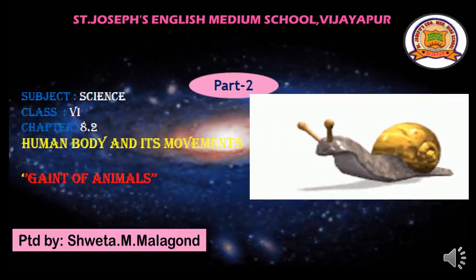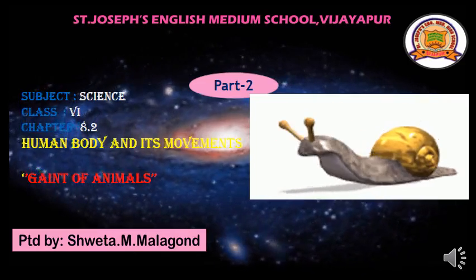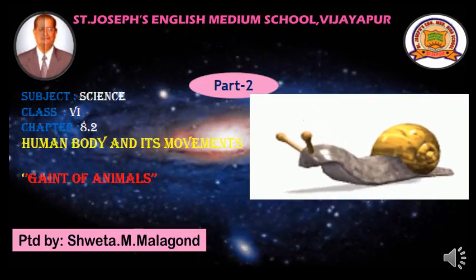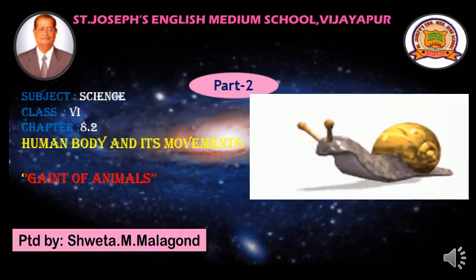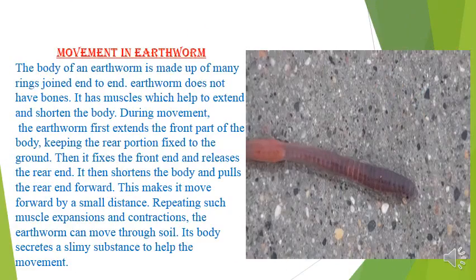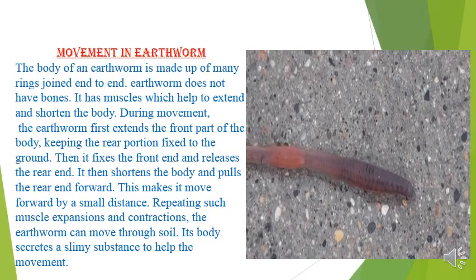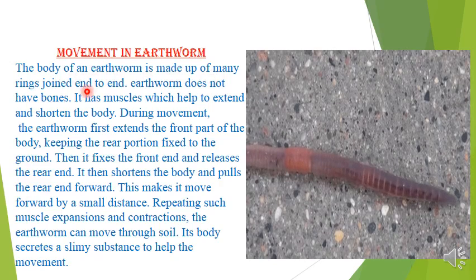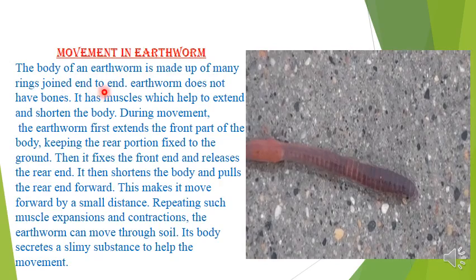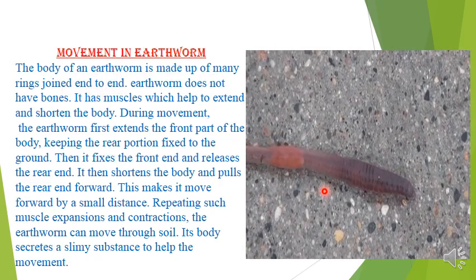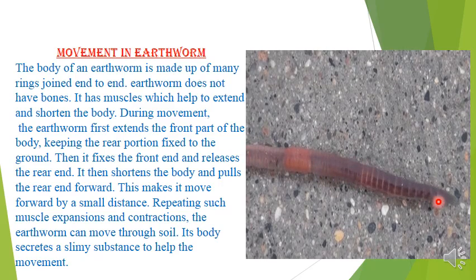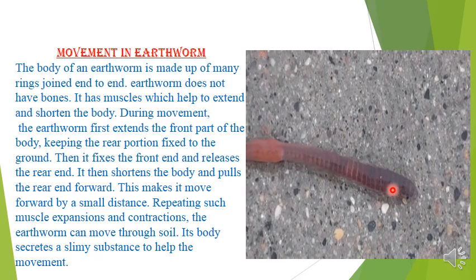Welcome back to the class. Firstly, we are going to discuss the movement in different animals. Earthworm. Let us see how an earthworm moves. The body of an earthworm is made up of many rings joined end to end. You can see here that it is made up of so many rings, where one ring is connected with another ring.